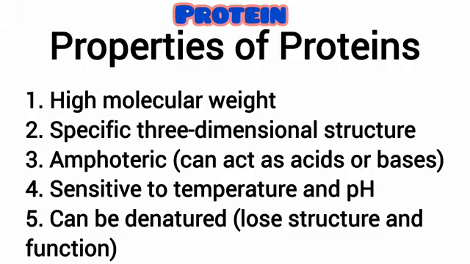Let's talk about the properties of protein. Number one is that they have high molecular weight. Two, they have specific three-dimensional structure. They are amphoteric, which means they can act as an acid or a base. Now, the carboxylic end act as an acid, while the amino end act as a base. They are sensitive towards temperature and pH, and they can be denatured. That means they can lose their structure and function.